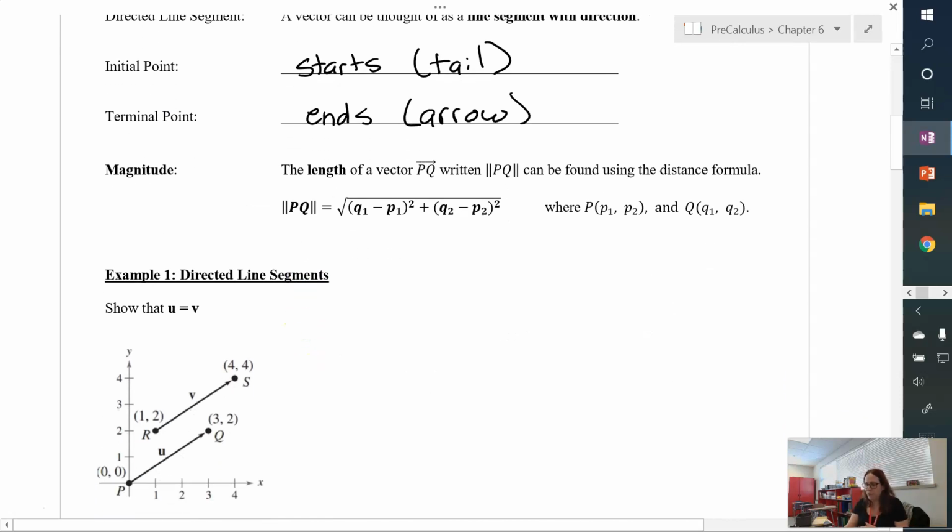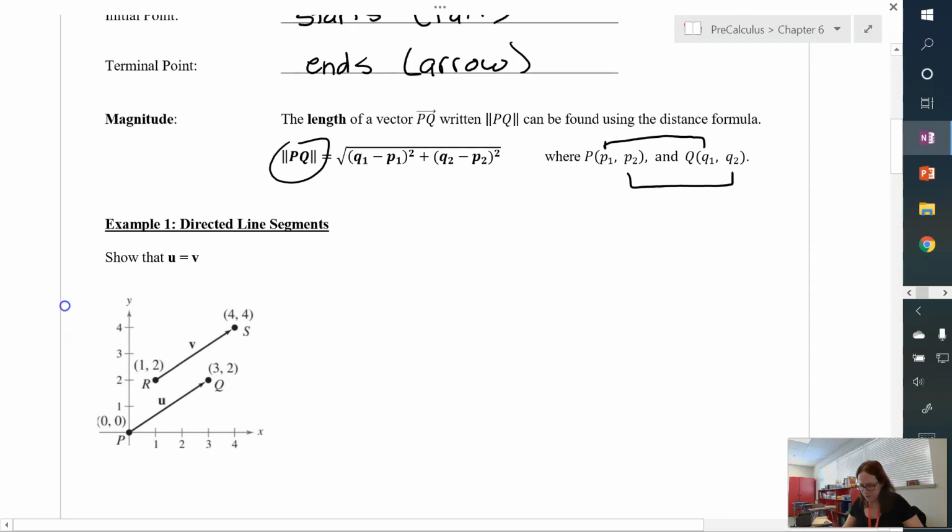Now we have a formula that we can use for the magnitude of a vector, or the length. Our notation is going to be these 2 double bars, then the name of the vector, and then the double bars. This symbol here means length. What you're going to do is subtract your x coordinates, and subtract your y coordinates. This is based on the distance formula that you've been doing since geometry. So let's do our first example.